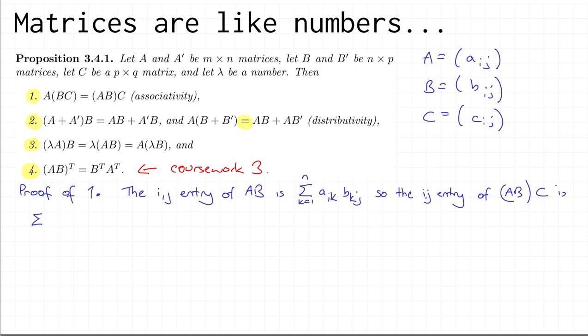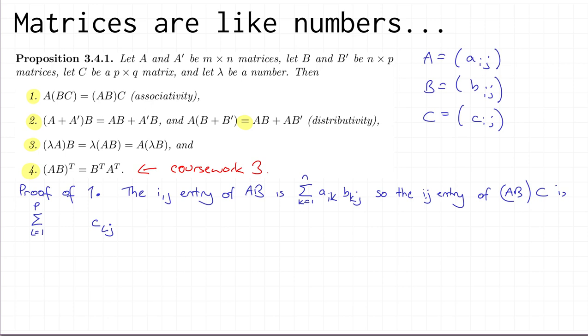So I can't use the dummy variable k again, because I'm already using the dummy variable k in my expression for the ij entry of AB. So let's use a different dummy variable. Let's say L equals 1 up to P. And then I should multiply together the lj entry of C. So it should be C lj, because L is the dummy variable we're using in this summation. Then I need to multiply that by the IL entry of AB.